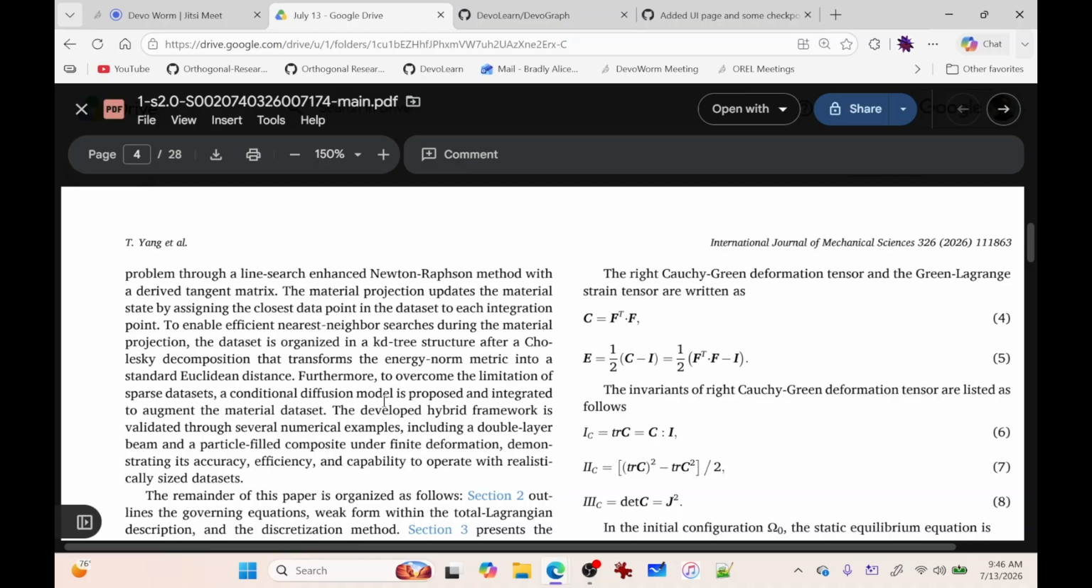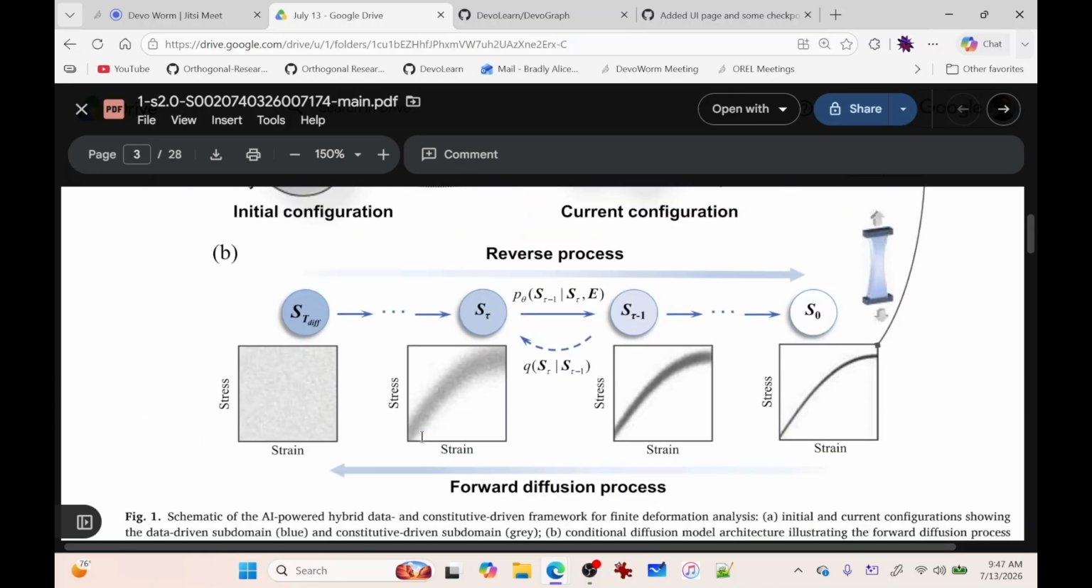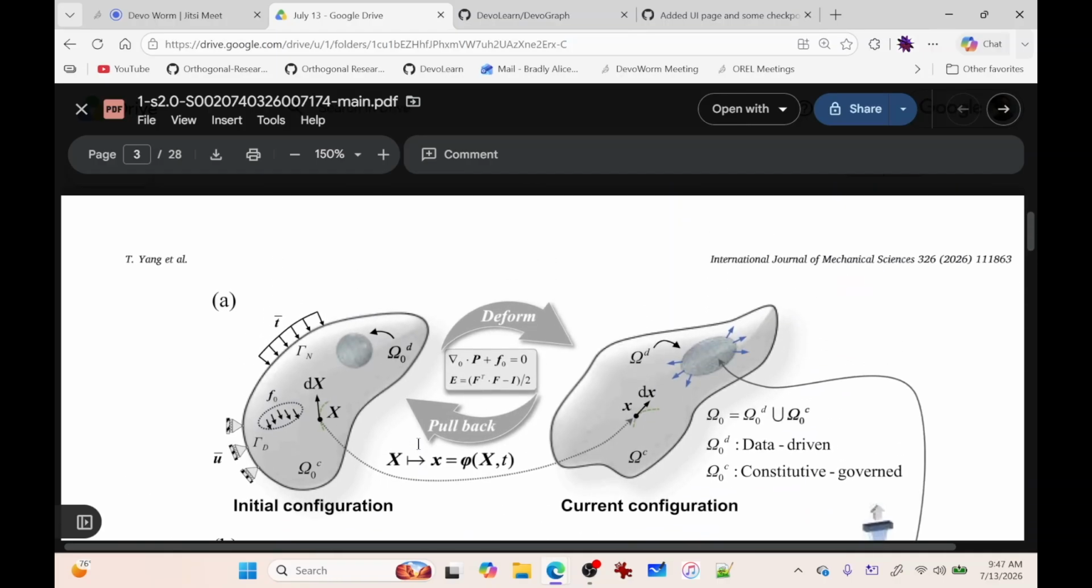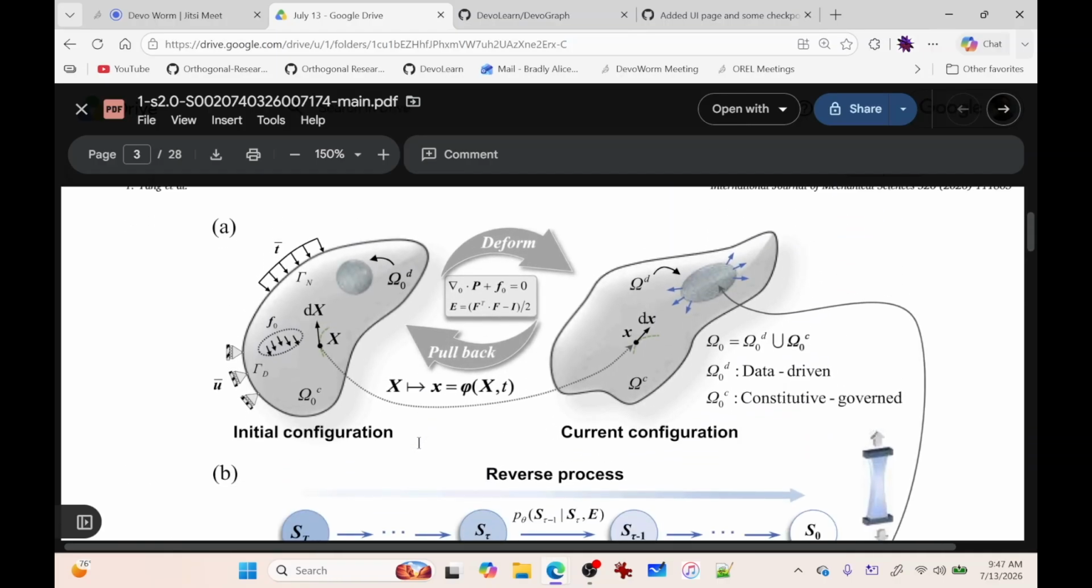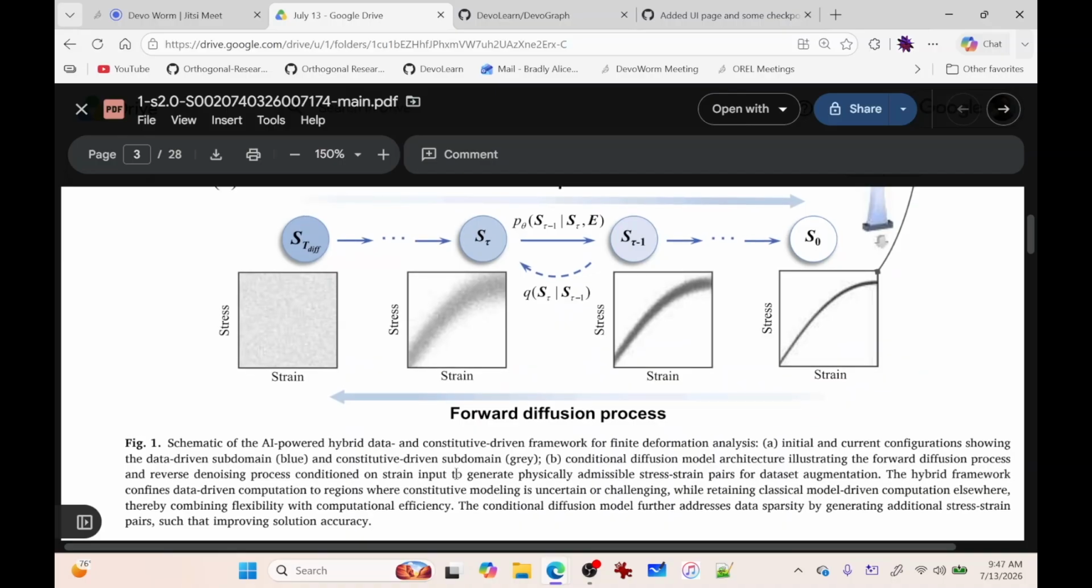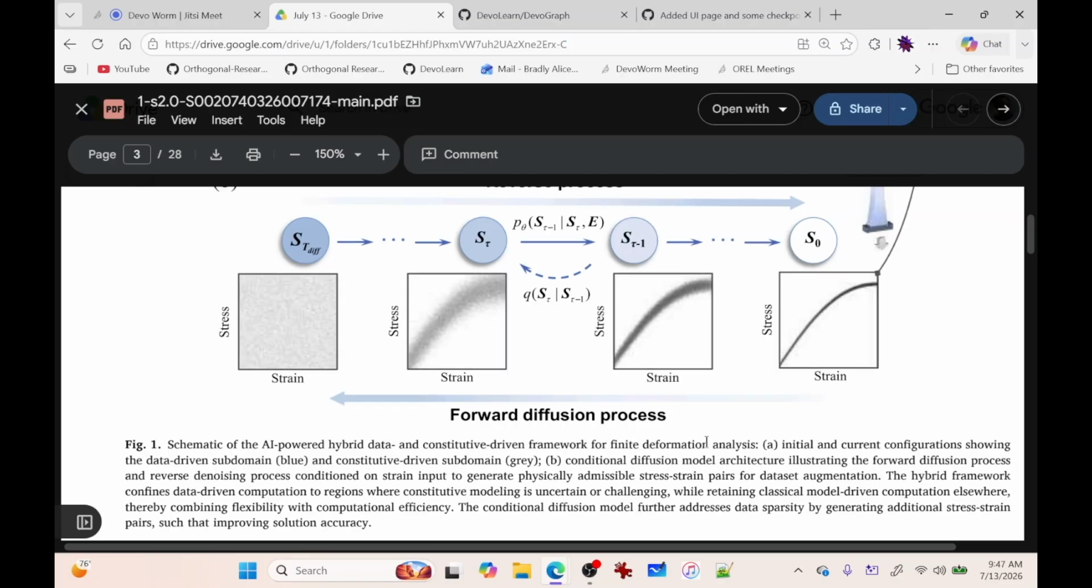Furthermore, to overcome the limitation of sparse datasets, a conditional diffusion model is proposed and integrated to augment the material dataset. The developed hybrid framework is validated through several numerical examples, including a double layer beam and a particle filled composite under finite deformation, demonstrating its accuracy, efficiency, and capability. So let's go up to the figures. I see that there's this figure 1, and this just shows their forward and reverse process, basically. This is a schematic of the hybrid data and constitutive driven framework for finite deformation analysis.